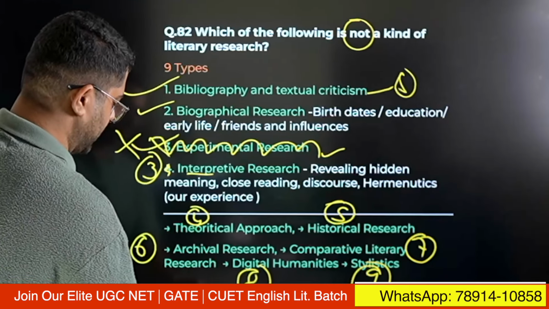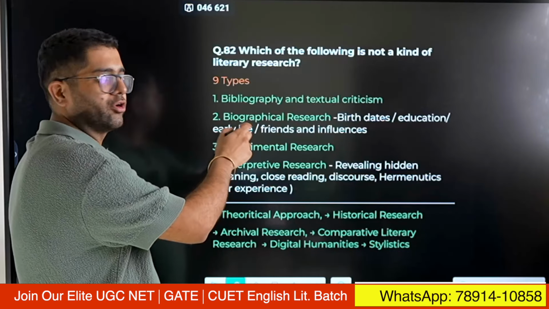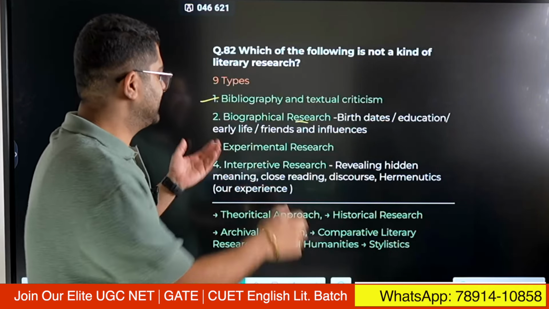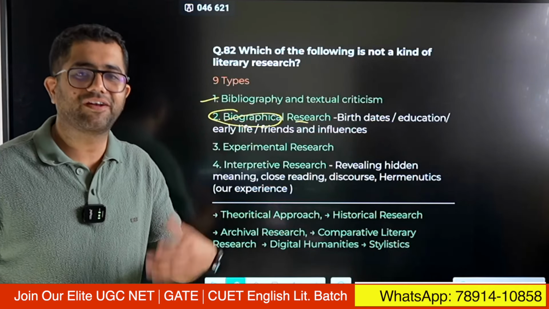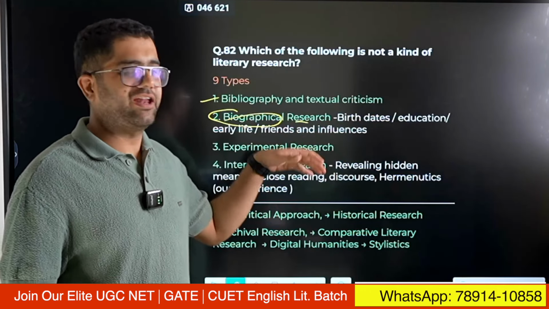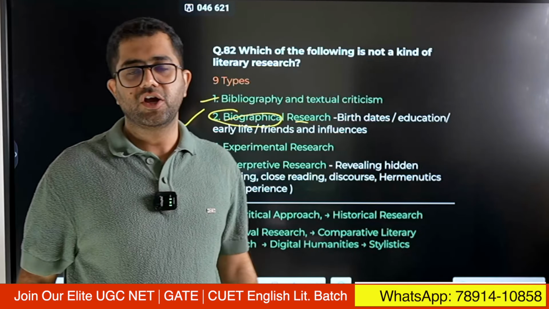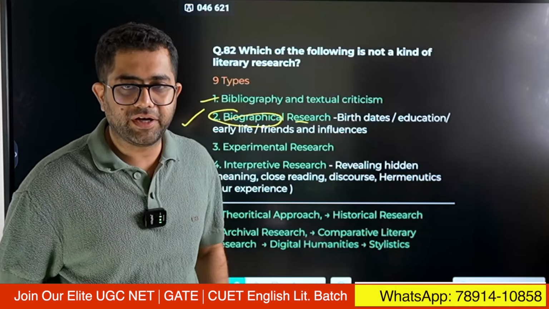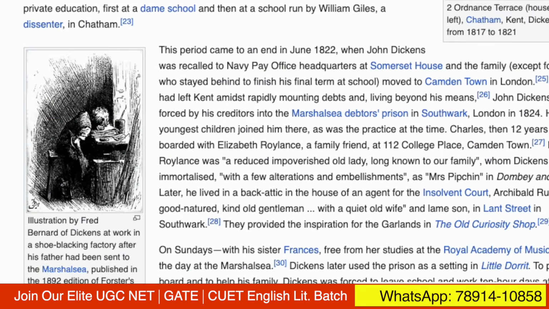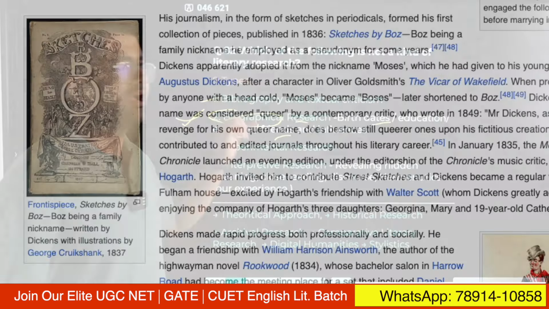So these are the types of research. If you are not able to see, I will zoom this screen while getting it edited. The first one is bibliography and textual research, which we have already discussed. Biographical research, the answer is in the name. Biography means talking about the birth date, education, early life, everything. Whenever you open Wikipedia, there is biographical research. The best example is Wikipedia. When you look at the Wikipedia page of Charles Dickens, you understand the birth date, the education, the early life, the influence of friends, that comes under biographical research.